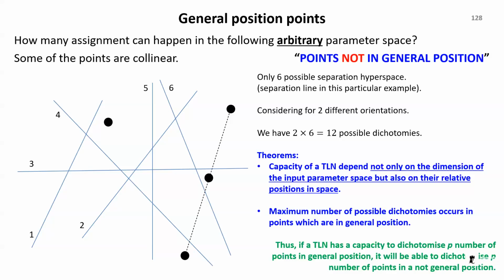Now, if the problem at hand is not in general position, for example here, and if our perceptron can solve that problem, it definitely can solve this problem. So we set our boundary first. Is that clear?